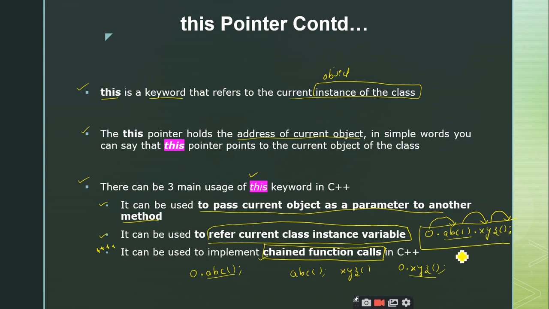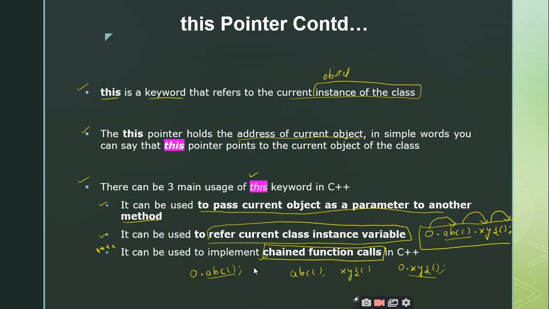You can invoke a sequence of functions by a sequence of function calls. That concept we are calling a chained function call. We will explain this with one example, don't worry. Is it clear up to this point?